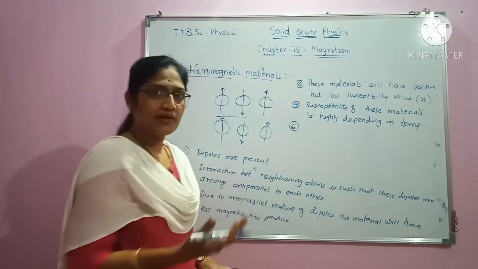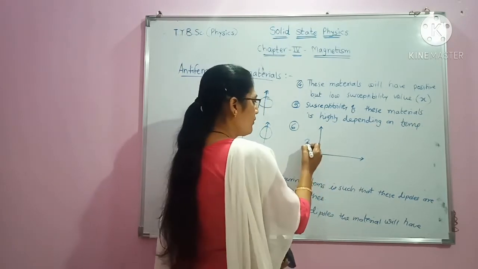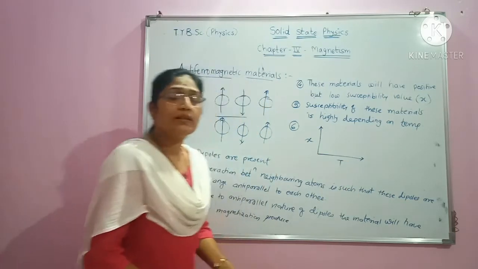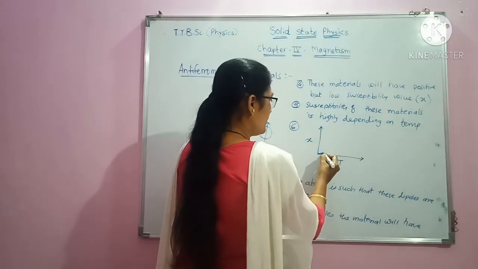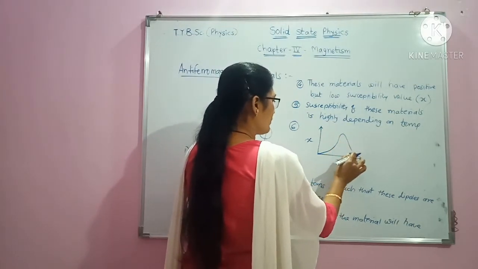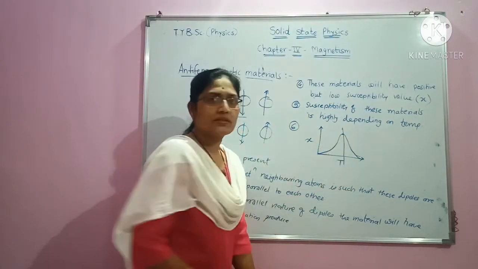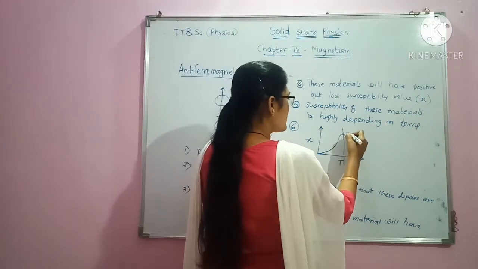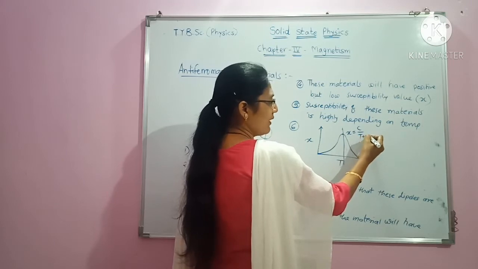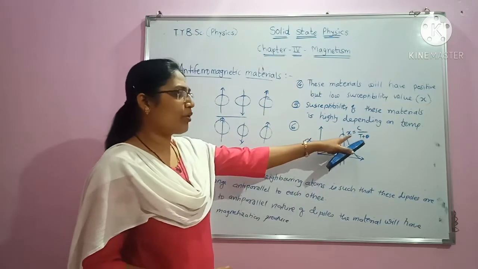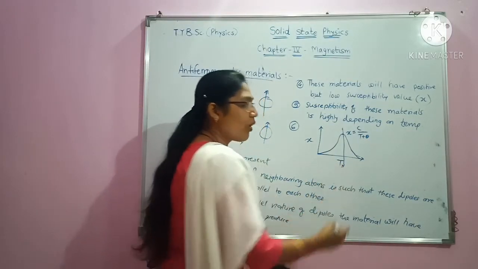Then if we plot a graph of variation of susceptibility with respect to temperature, it is seen that the susceptibility will increase with respect to temperature, and at this temperature the susceptibility will have its maximum value. This maximum susceptibility is given by C, the Curie constant, divided by T plus theta, and this occurs at a temperature called the Neel temperature.